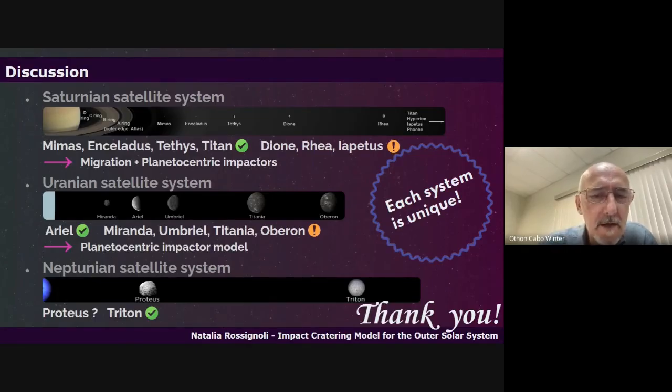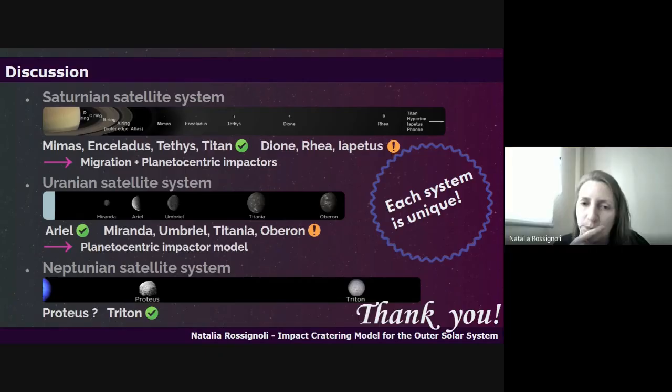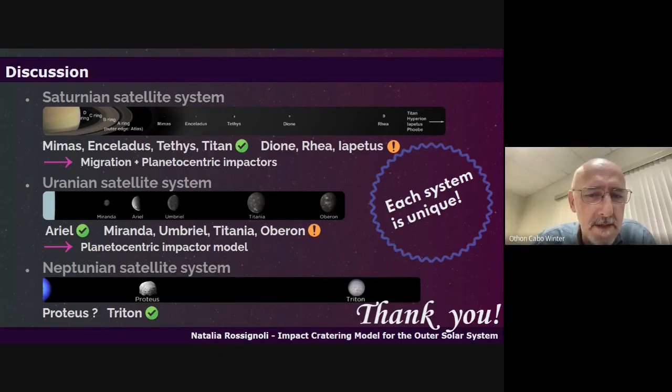Okay, I have a question mainly concerning Triton. As we see in the best image of Triton, we clearly see a huge resurfaced area. Does that compromise the data? I mean, in terms of craters, how do you deal with that?